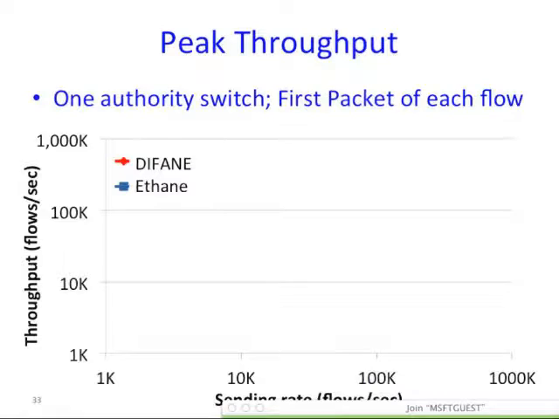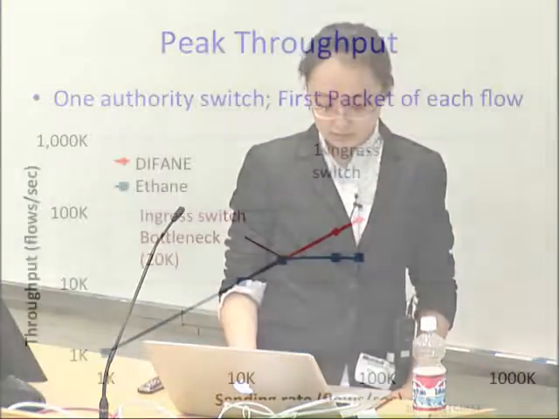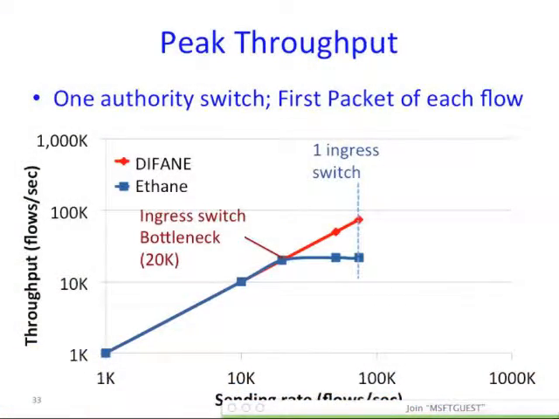Okay, so let's look at this throughput evaluation. Here I'm showing this figure about the sending rate and the throughput. Both are in log scale. We found that with just one ingress switch, DIFANE already performs better than Ethane. This is because in Ethane's architecture, the local ingress switch has a bottleneck of 20K flows. The ingress switch can only buffer the packets and send them to the centralized controller at the rate of 20K flows per second.